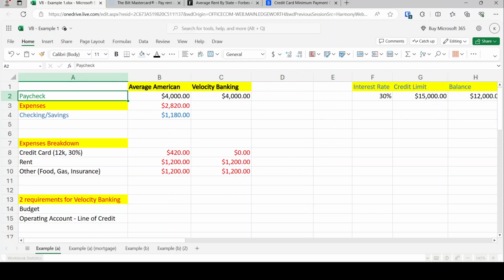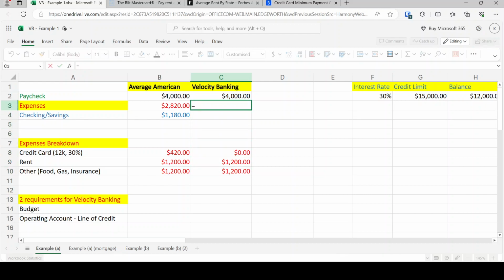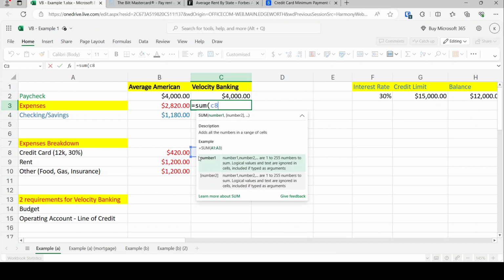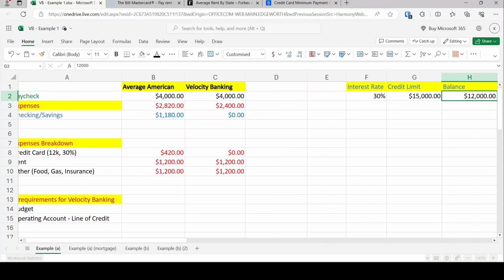Okay, and then we take out our expenses accordingly, right? So our expenses is actually just going to be these two right here, right? So equals sum of C8 to C10, right? And then our checking and savings is going to be 0 because what we're going to do is put our entire paycheck into here, right? And take our expenses there, and we should not have any checking and savings unless there's something we actually absolutely need to pay in cash month to month. I don't want to have anything in checking and savings, right?